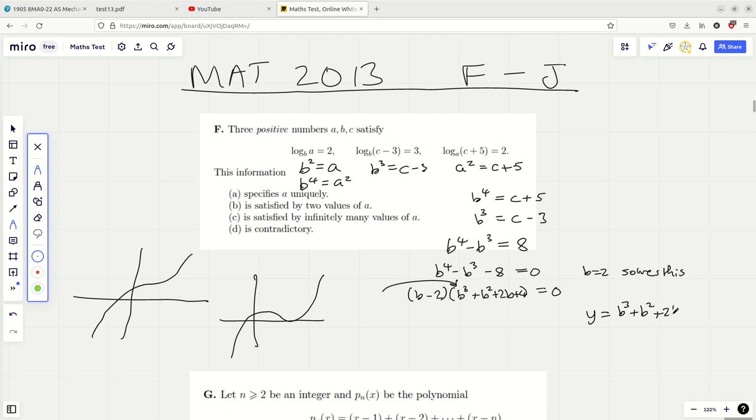Now, it wasn't worth it in the end, but there we go, because when you do dy by db here, we're going to get 3b squared plus 2b plus 2. And this, of course, when you set it equal to 0, has no solutions, and you can establish that by very quickly checking the discriminant. The discriminant here is less than 0, because it's going to be equal to 4 minus 4 times 3 times 2, which is less than 0. Hence, this has no turning points, which means it has only one solution.